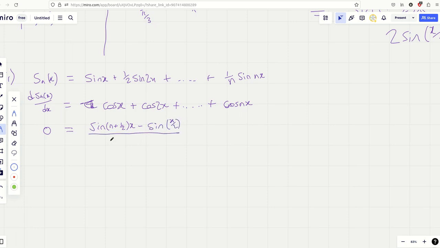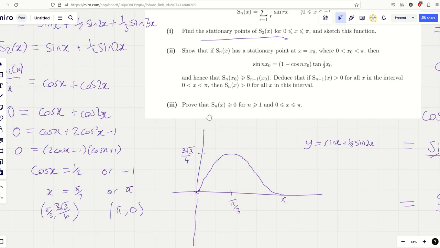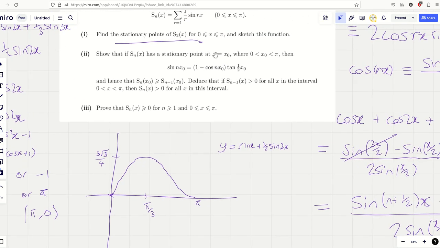All over 2 sine x over 2, I think it was. Oh, but because they said to me at x0 there's a turning point, I'm going to make this x0, yeah? And then we know that we're dealing with the turning point they're talking about, because we're showing that if it has a stationary point at x0, then this result holds.